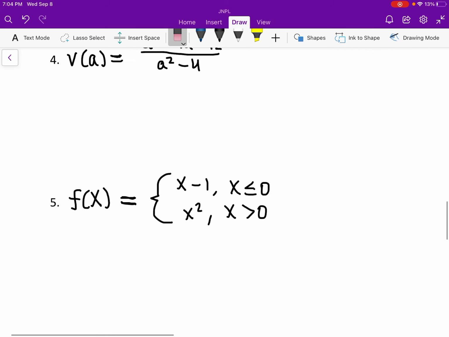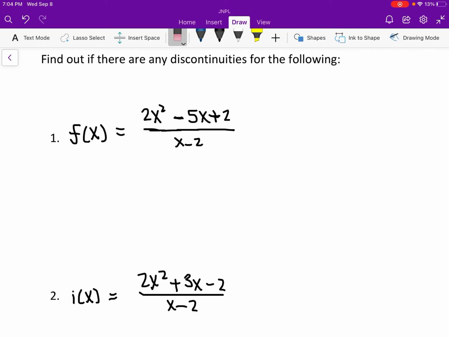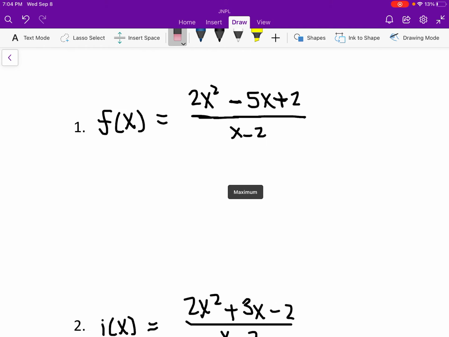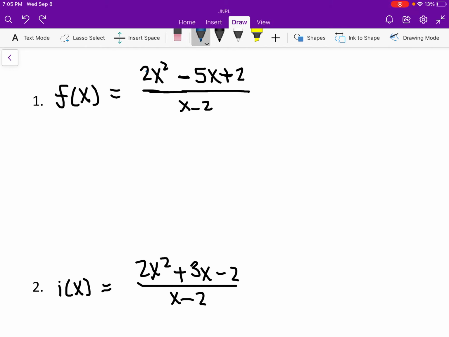We have 6 today. Find out if there are any discontinuities for the following. What we're going to first want to do is factor. This happens to be rational, so we could have a hole or a vertical asymptote. So let's factor this. On the numerator, we can factor by the bottom up factoring method, which I'm not going to review much, but that would give us x squared minus 5x plus 4.